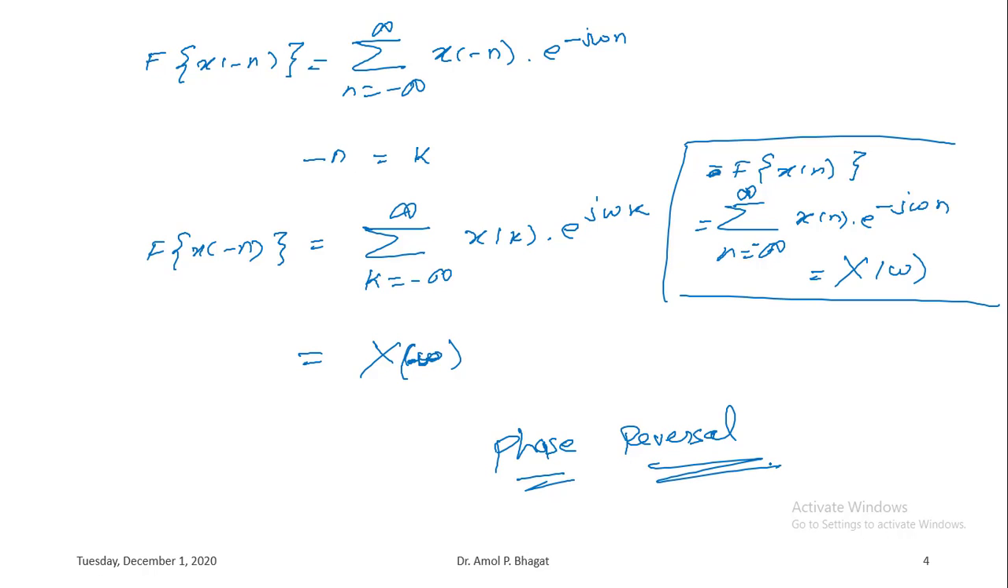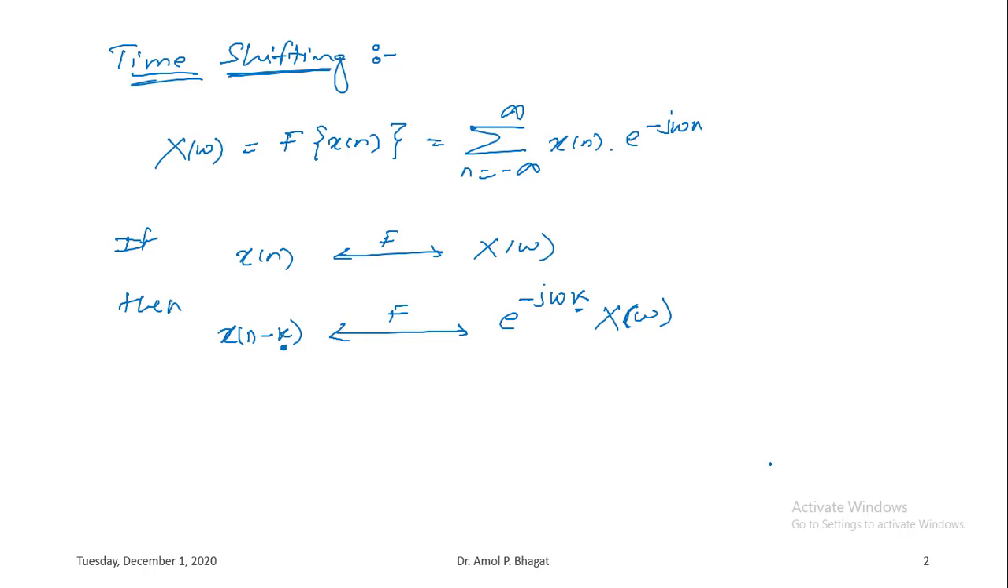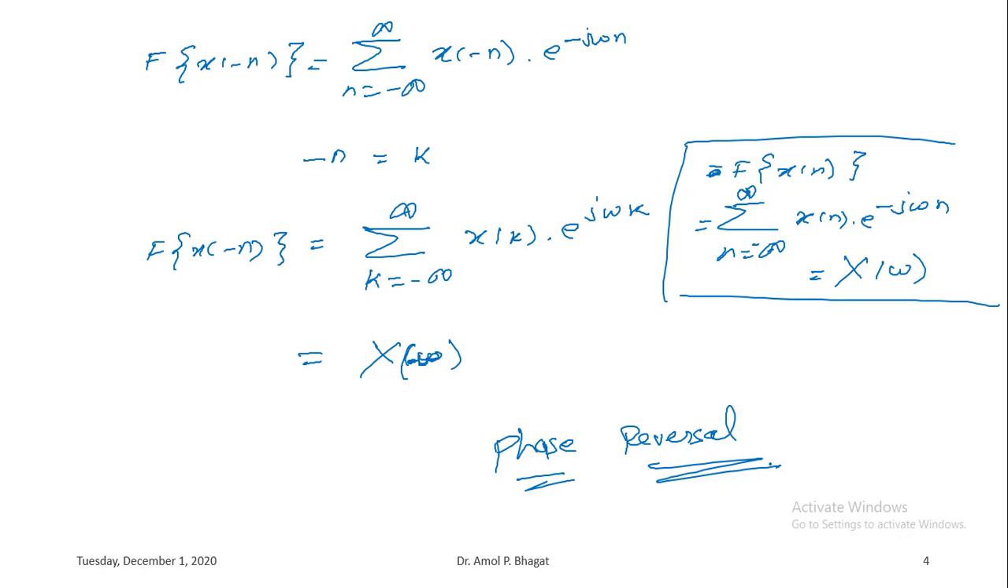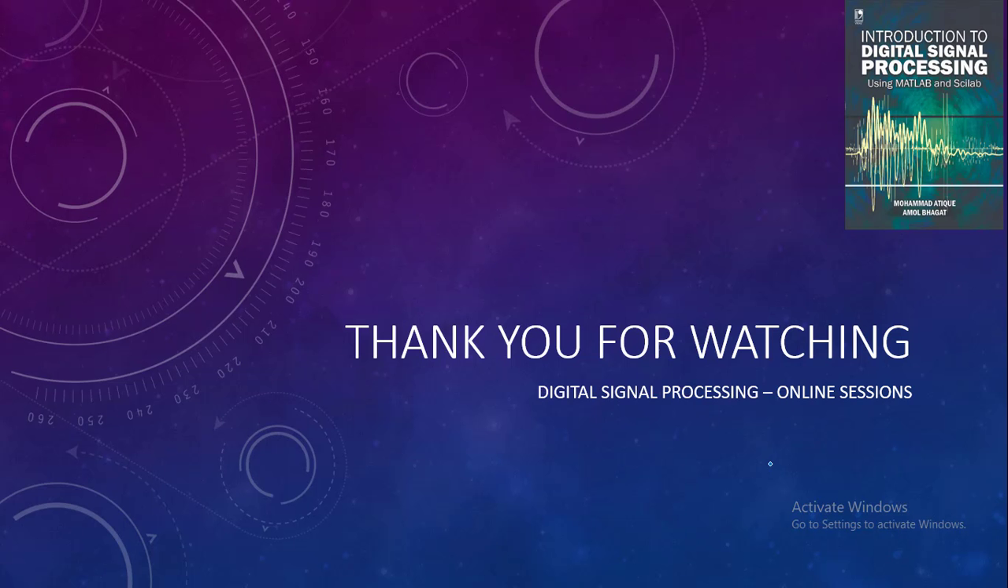So these two properties were discussed. The first one is time shifting, and the second one is time reversal. In the next session we'll be discussing another property of the Fourier transform, that is convolution, which we can call the convolution theorem.